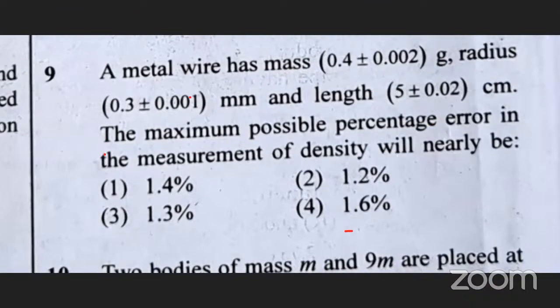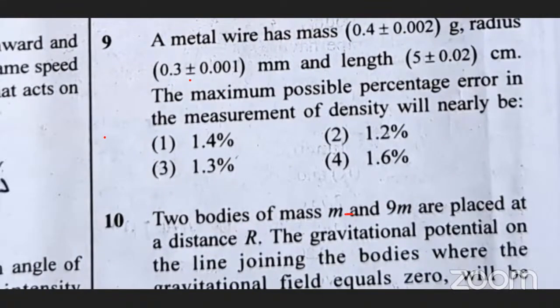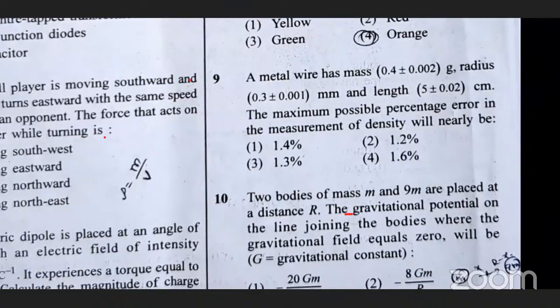The next question is a percentage error based question. So we know the formula for the percentage error. First, we need to find the possible percentage error in the measurement of density. First, we need to know the formula for the density. So the formula for the density is rho is equal to mass by volume. The wire is cylindrical in shape, so rho is mass by pi r square h.